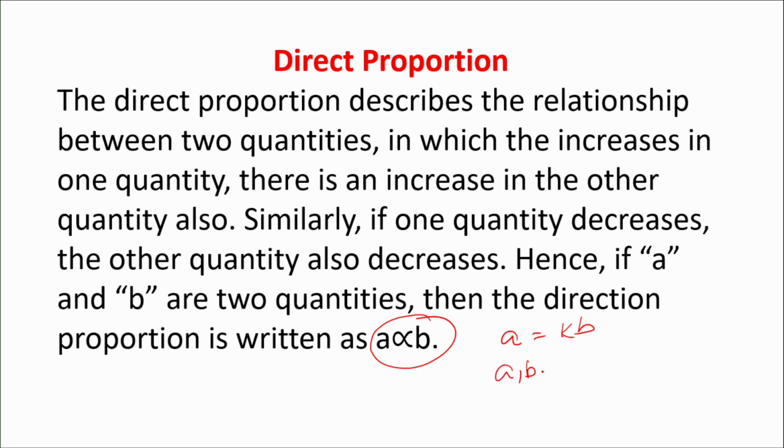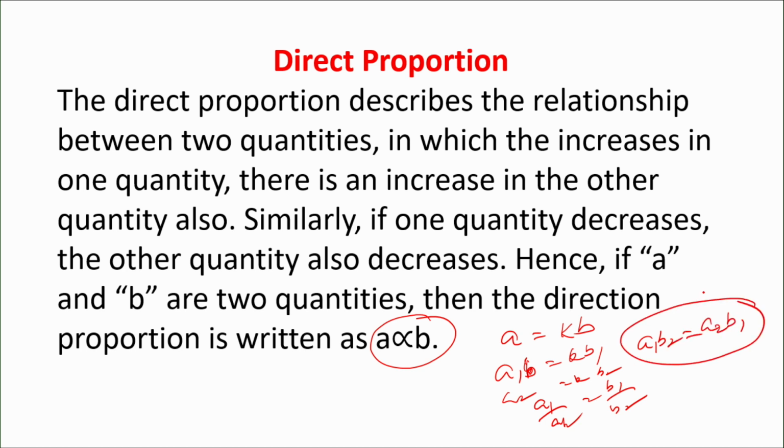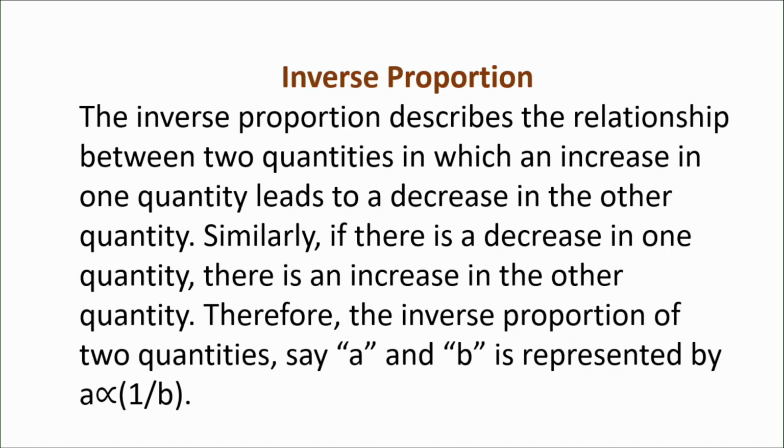A1 by B1. Okay, A1 is equal to KB1, A2 is equal to KB2, A1 by A2 equals B1 by B2, or you can say A1 B2 is equal to A2 B1. In any format, you can say this when they are in direct proportion. Is it clear? Okay, now shifting to the next.